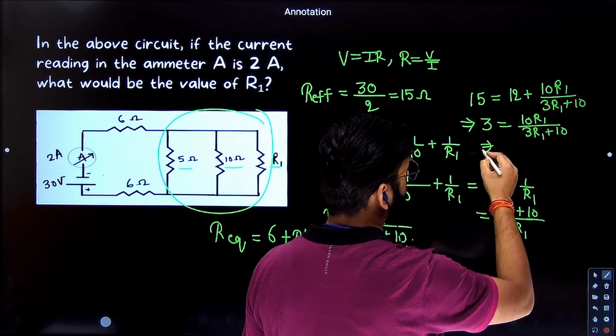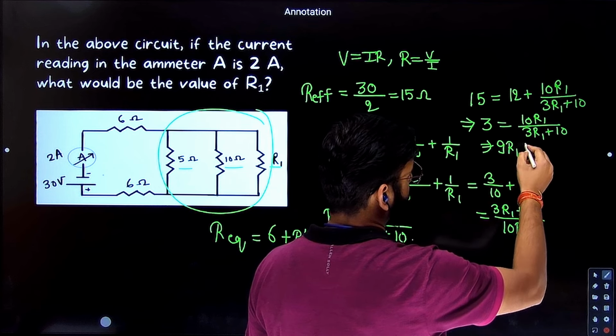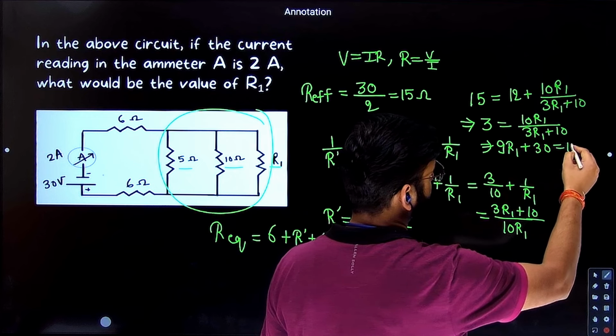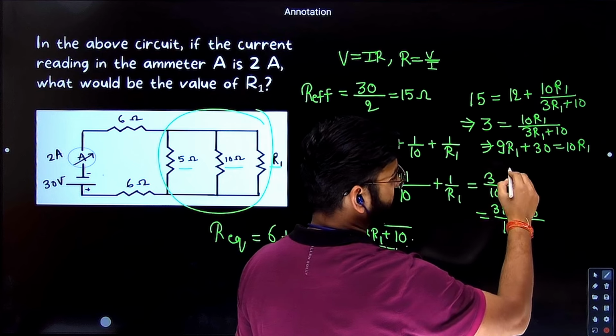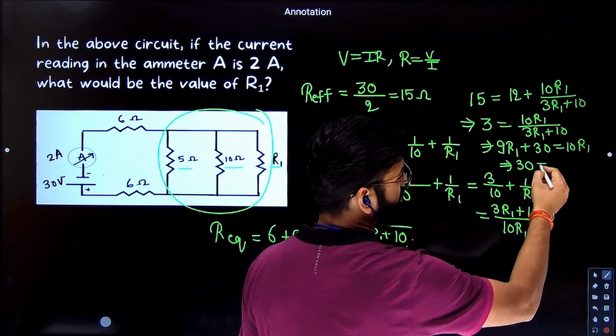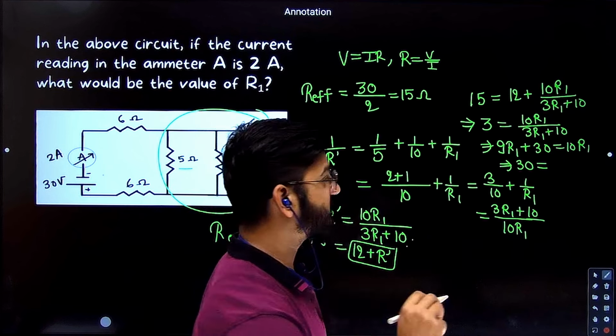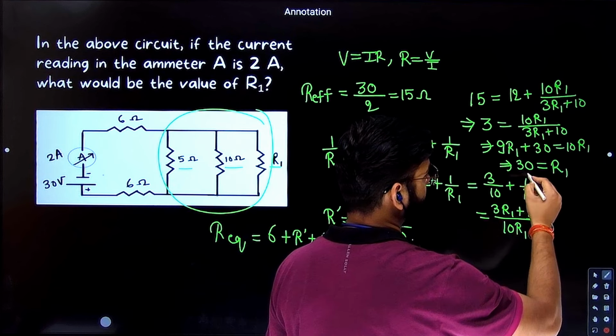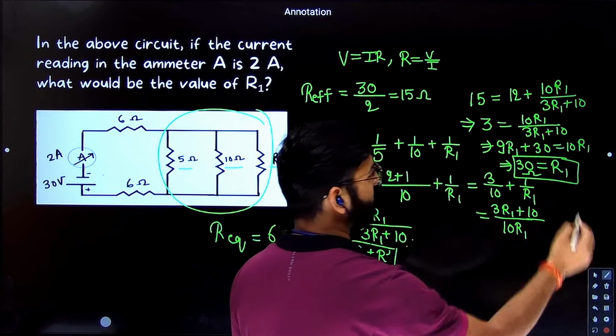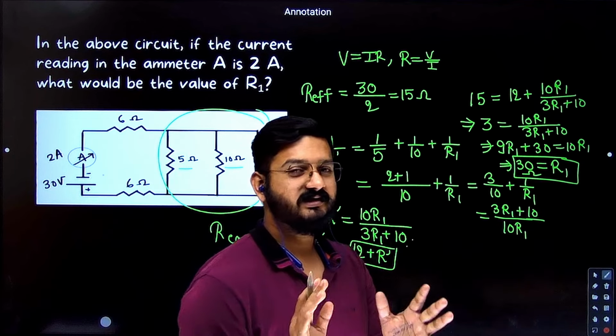Cross multiply. So 9 R1 plus 30 equals 10 R1. So shift that. So 30 equals 10 R1 minus 9 R1, which is R1. So what is the value of R1? 30 ohms.